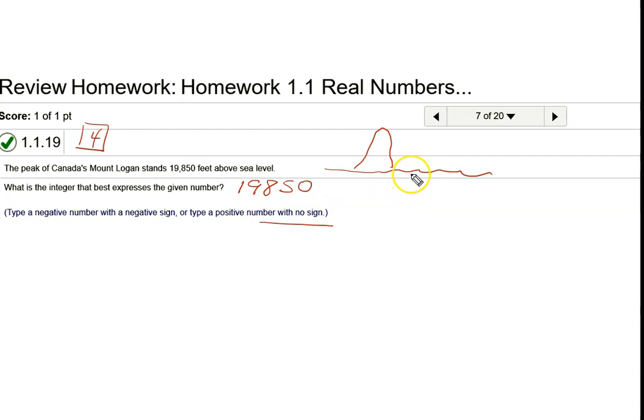Now, sometimes they will ask you about a trench in the ocean. So this is sea level, which we say would be 0. And then to indicate the negative distance of that from sea level, we say that would be negative 20,250 or whatever it was. All right, so a little background and then the use of signed numbers.